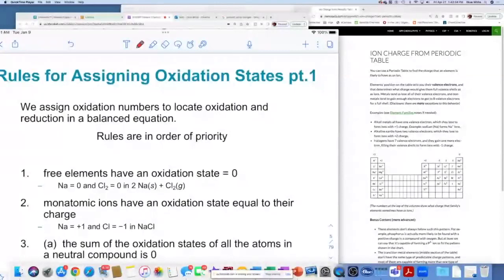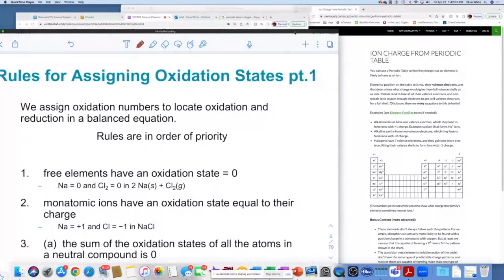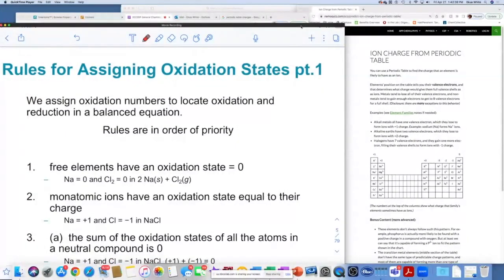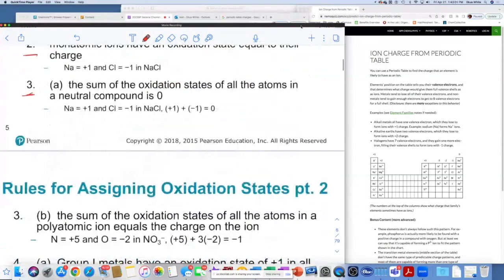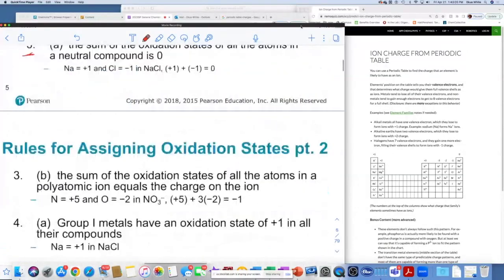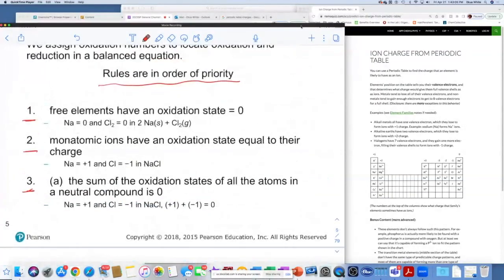So let's get to the rules of assigning oxidation number, part one. The rules say here, you want to make sure you're looking at these rules in the order of priority. It says here the rules are written in the order of priority. I'll tell you this, that is true: when you're looking at a redox reaction you're trying to balance, you want to apply the rules in order, starting from rule 1, rule 2, rule 3, the 3A, 3B, 4A, 4B. You want to go in that order, okay?